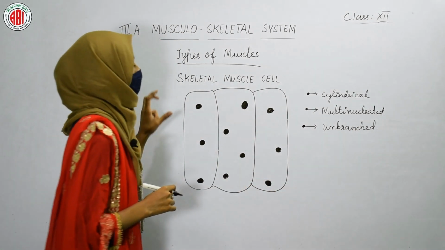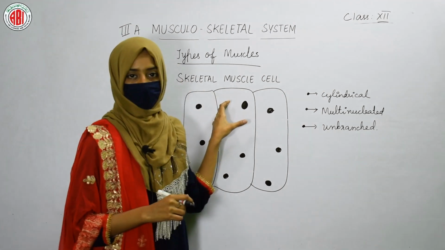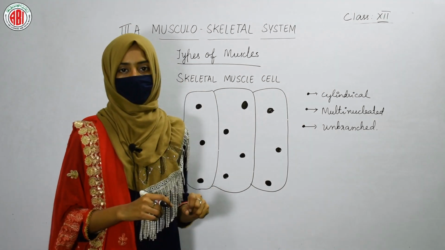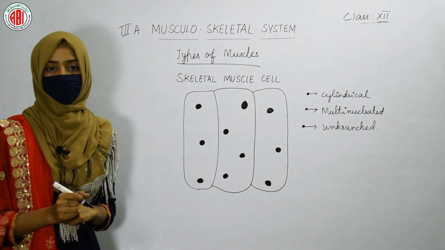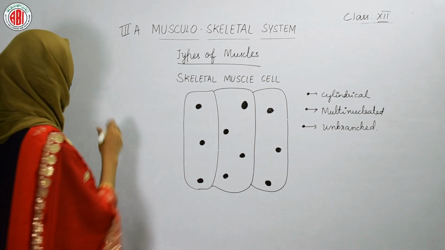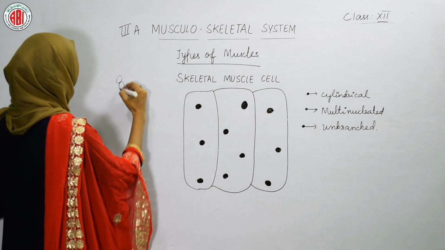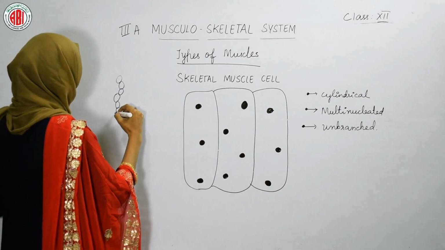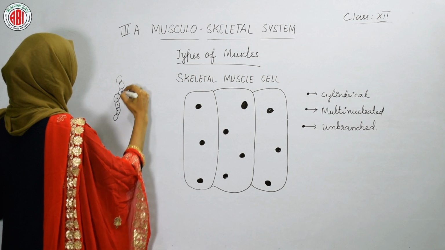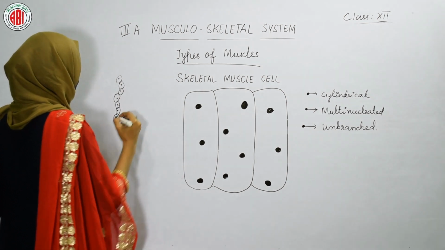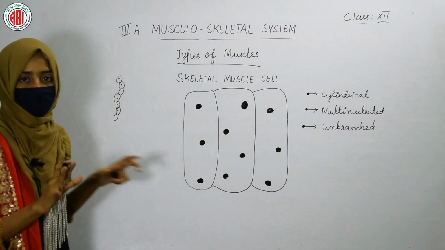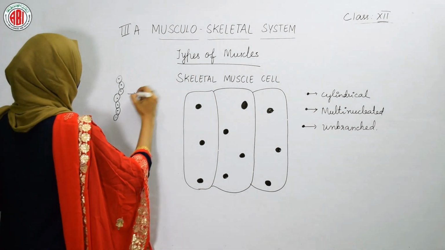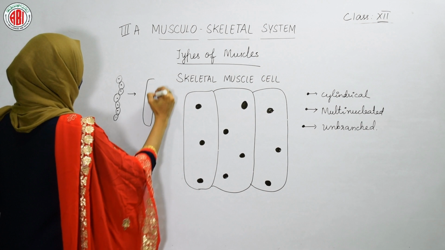Now how do skeletal muscle cells show the multinucleate condition? During the embryonic stage, two main processes happen. One is that the cells are arranged during the embryonic stage, all arranged in this manner with one nucleus in their structure. They combine with each other and give rise to one skeletal muscle cell.